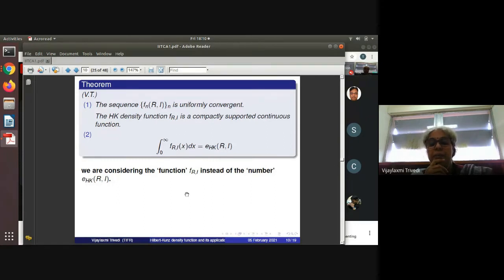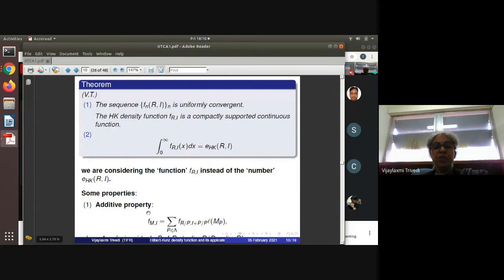So far, in the game we are going to play, we are replacing the invariant, which is a number, e_HK(R,I), by a function, which is a real function. So what are the properties of these functions? First of all, what we should call the associativity property. The density function for a module M and I, I could have defined it for a graded module, and the same thing works. So the density function for a graded module M and I is nothing but you look at the density function at all irreducible components of the ring and multiply by the length of M_p.